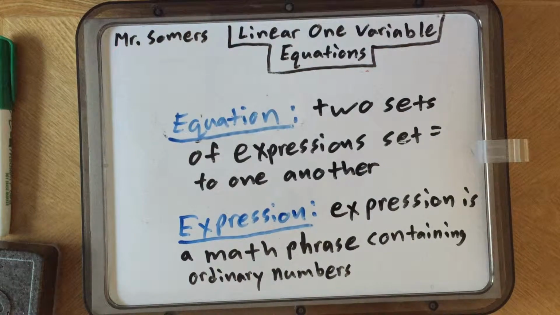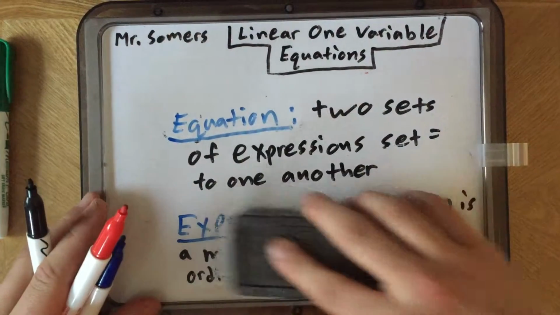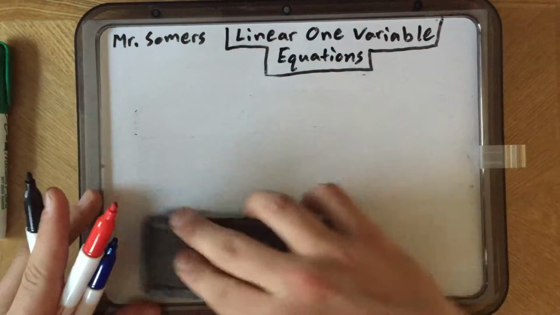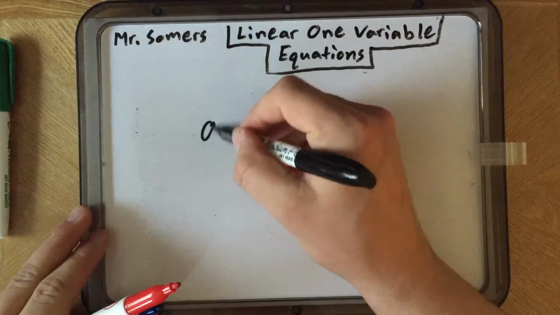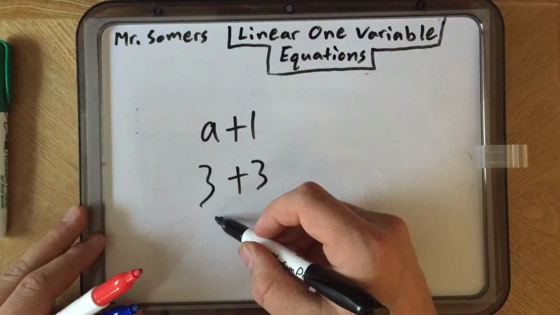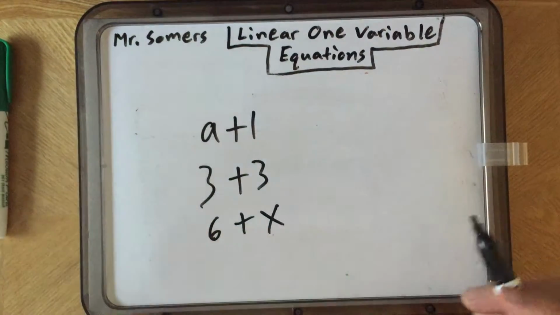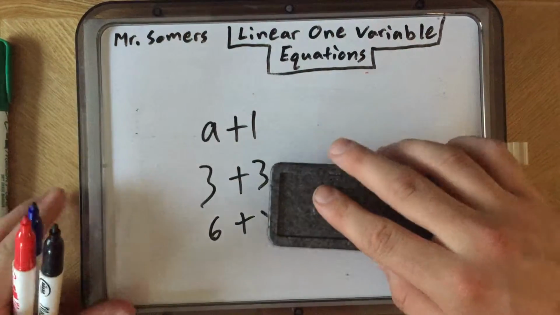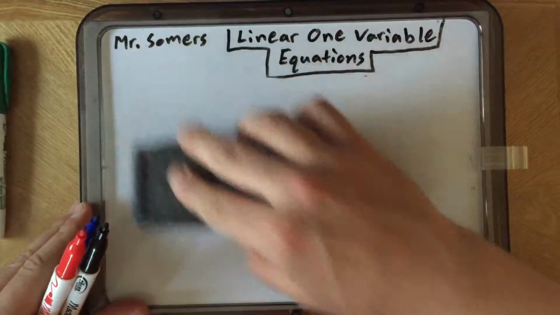An equation is two sets of expressions that equal one another. An expression, just in case you're not sure, is a math phrase containing ordinary numbers. So an expression could be anything such as a plus 1, 3 plus 3, 6 plus x, whatever. And then if you set any of these equal to one another, it makes an equation. Now you'd have to check to make sure the equation's actually accurate, but we'll get to that.